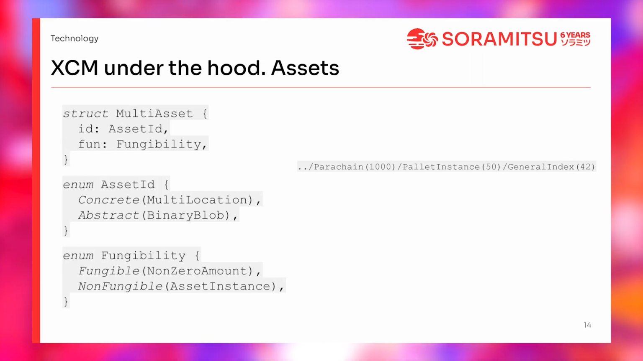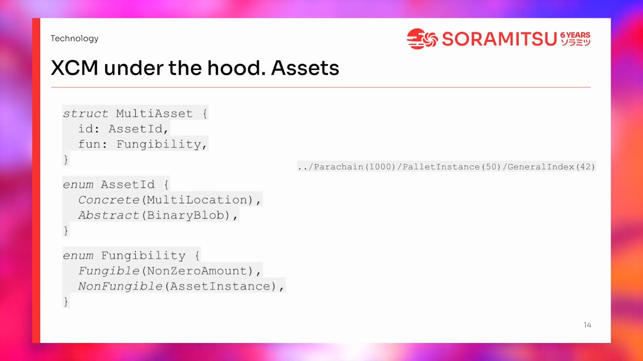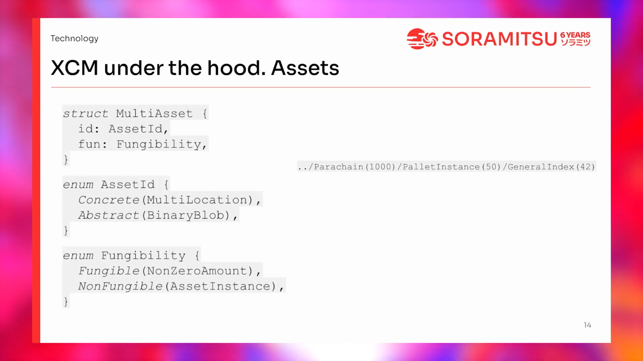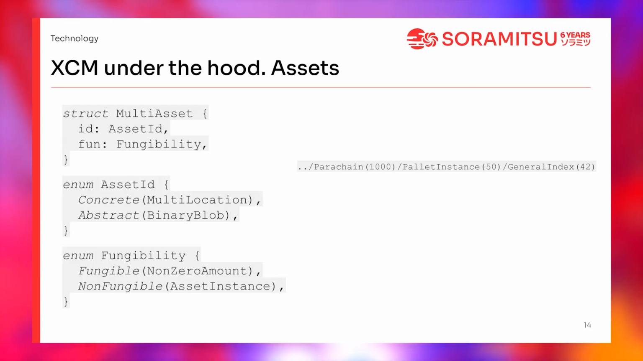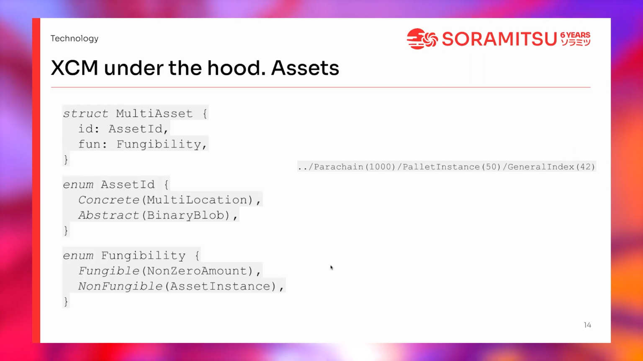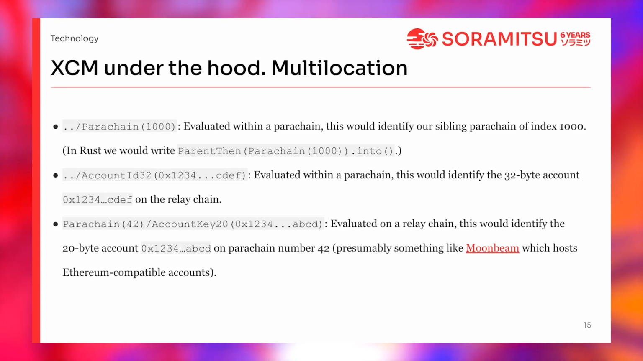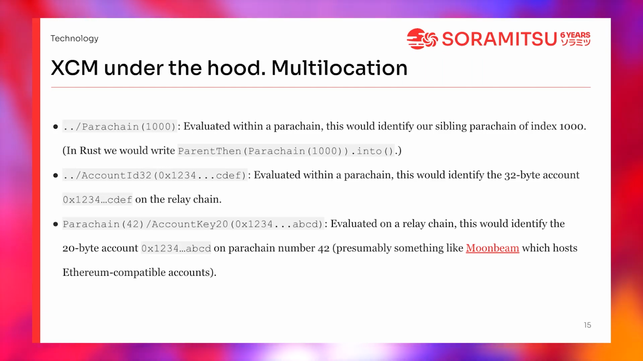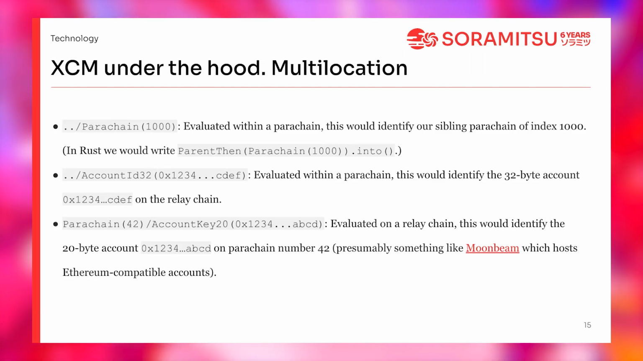Secondly, assets must be either fungible or non-fungible. If they're fungible, there should be some associated non-zero amount. If they're not fungible, then instead of an amount, there should be some indication of which instance they are. I've shown it here. So let's mention the first example. The statement is evaluated within the parachain and would identify another sibling parachain of index 1000.